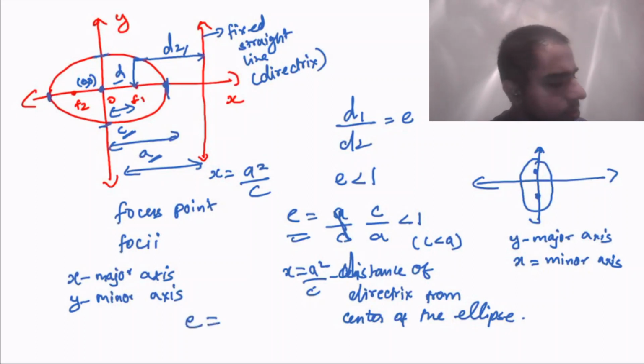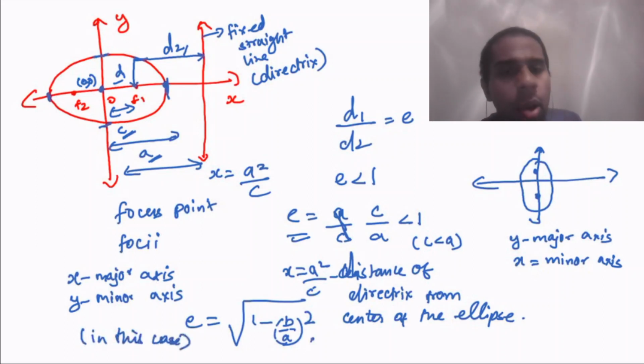E is equal to root of 1 minus (b by a) square. In this case, why? Because in this case b is the distance of the vertex on the minor axis from the center of the ellipse. A is the distance of the vertex on the major axis from the center of the ellipse, right?